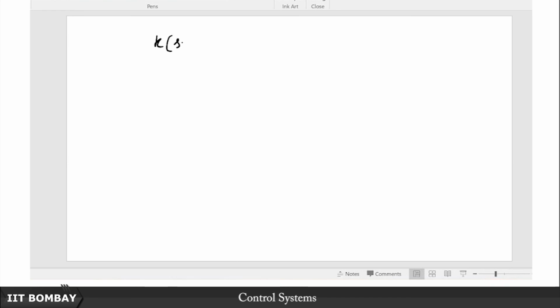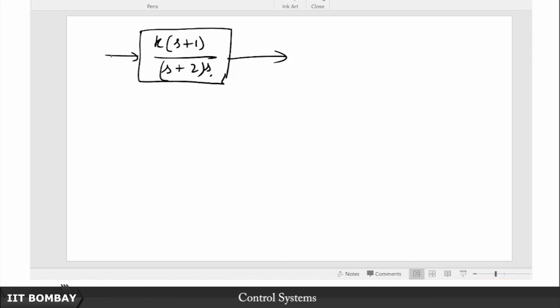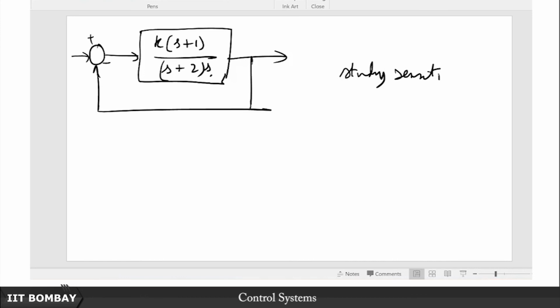This is the same motivation that guides us to ask questions like, for example, you have a system like k upon s plus 1 into s plus 2 into s. Suppose you want to study this system's root locus, and a typical question could be: study sensitivity around k is equal to 20. How do we do it?